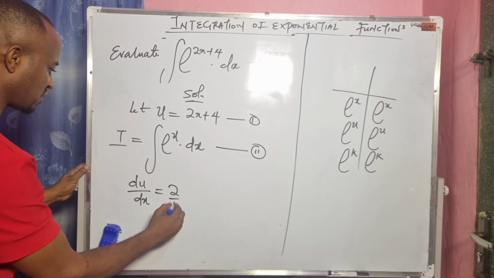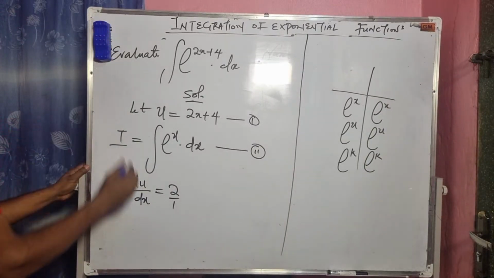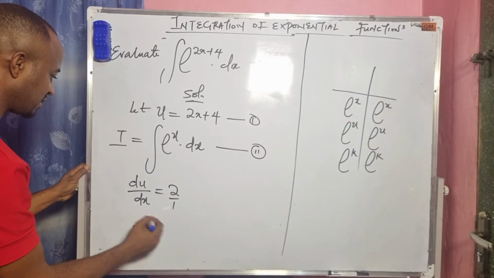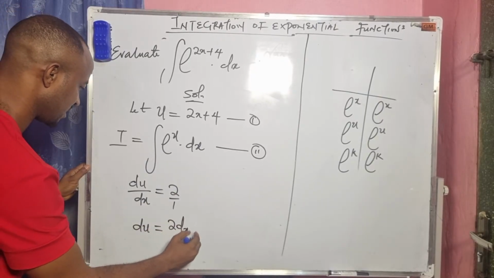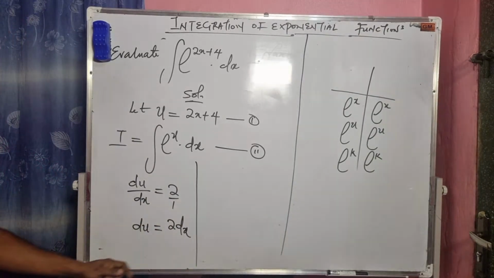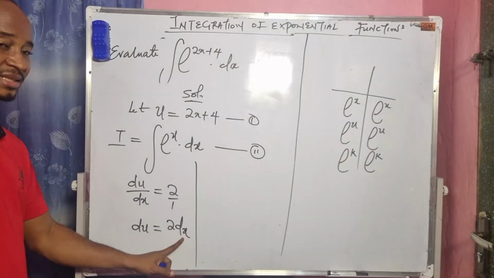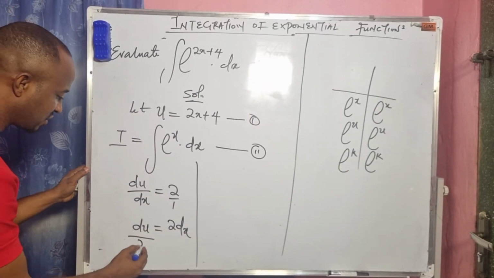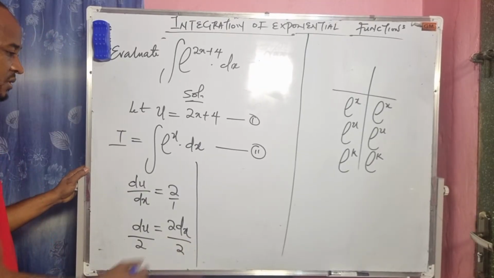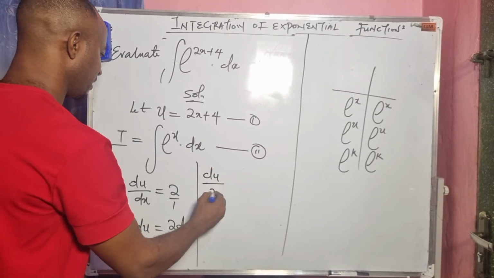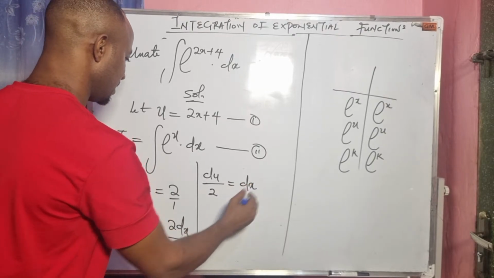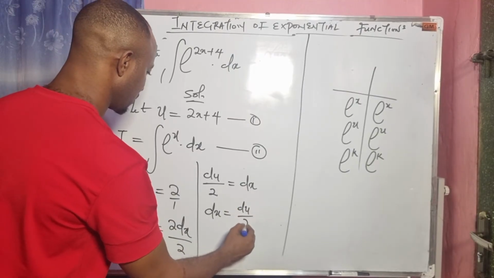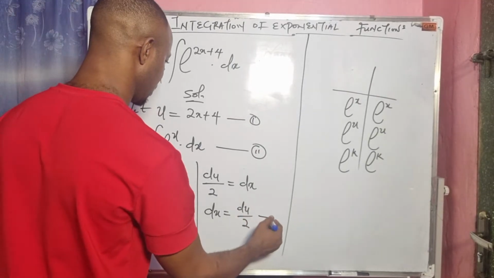So the next is to cross multiply this. By the time we cross multiply, the u times 1 is u, equals 2 times the x, which is 2 dx. What do we have to do to get the x? I have to make my dx the subject of the formula by dividing both sides by 2. So here becomes du over 2 equals dx. Meaning our dx is equal to du over 2. Let's call this equation 3.